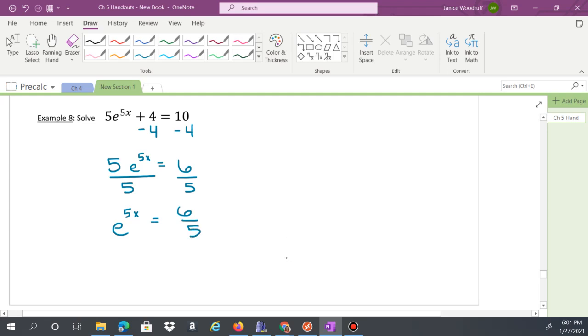Okay, now this is isolated, so now I'm going to do my ln on both sides. So once e is isolated, you do natural log on both sides. Now the natural log and e right next to each other will cancel each other out. And this 5x will come down. 5x equals natural log 6/5. And then we can solve for x. So we'll divide by 5 to get x equals natural log of 6/5 divided by 5.